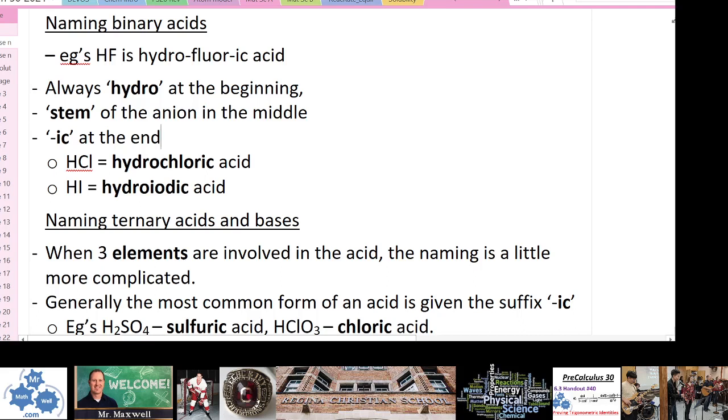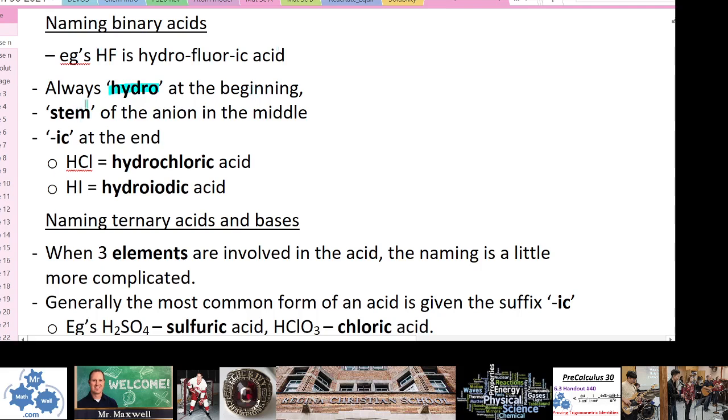Binary means two. Bi is two. So binary acids would be acids that have two elements. Obviously, one of them is going to be hydrogen. Acids release hydrogens, or donate hydrogens, to the water molecules in solution, so we need to have a hydrogen. When there's just binary, just two, the name always starts with hydro. The H is hydro, and it's at the beginning.